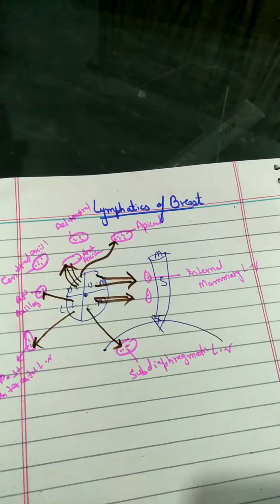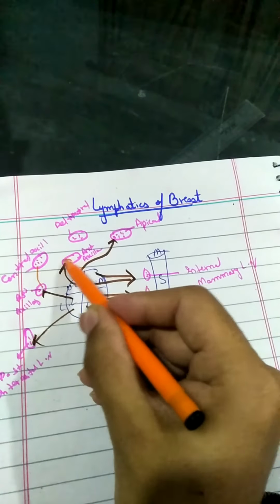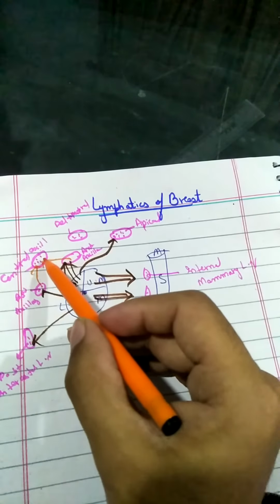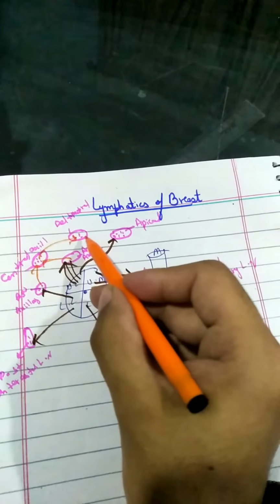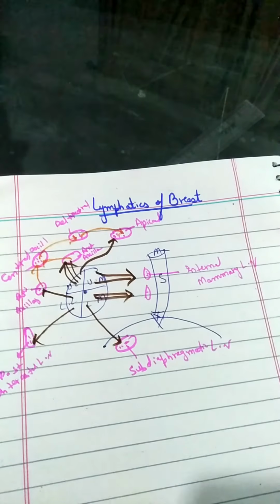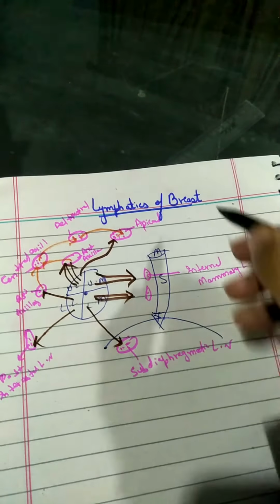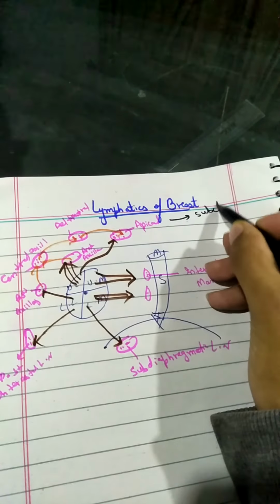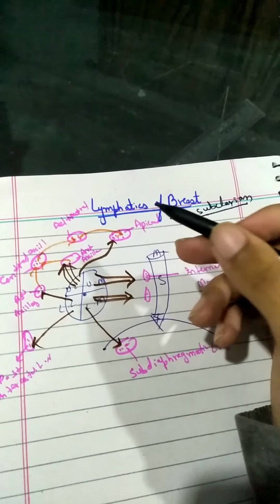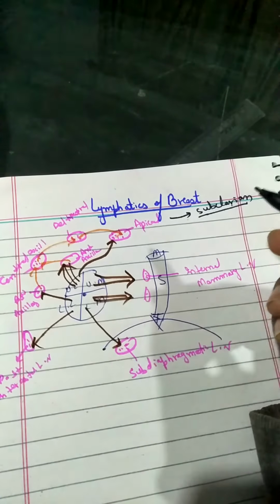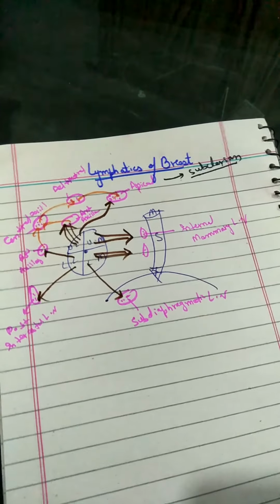Then all the lymph from the posterior axillary and the anterior axillary nodes drains into the central axillary lymph nodes. The central axillary lymph nodes drain into the deltopectoral lymph nodes, and from the deltopectoral nodes it drains into the apical group of lymph nodes. From this apical group, the lymph goes into the subclavian trunk, and from the subclavian trunk, on the left side into the thoracic duct and on the right side into the right lymphatic duct. This is the lymphatic drainage of the breast.